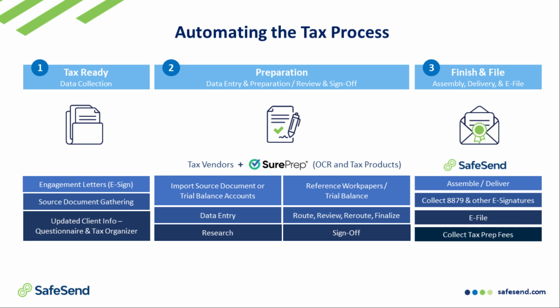That's where you've seen the industry as a whole have a lot of focus, with lots of technology over the past decade or more. We're talking about the OCR products that are out there, the tax compliance products, et cetera. And then you have the back end, what we call finish and file. It's assembly, delivery, and e-file. After the tax return has been prepared and has gone through final review, now it's time to get the tax return packages out the door to the clients.